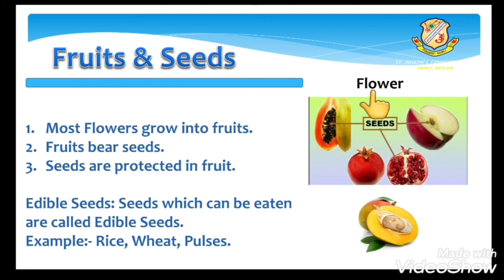Now the next is that a fruit contains one seed or a fruit can contain many seeds. The fruit that contains one seed, the example is the mango, and the fruit that contains many seeds is papaya. It can be apple or anything else.